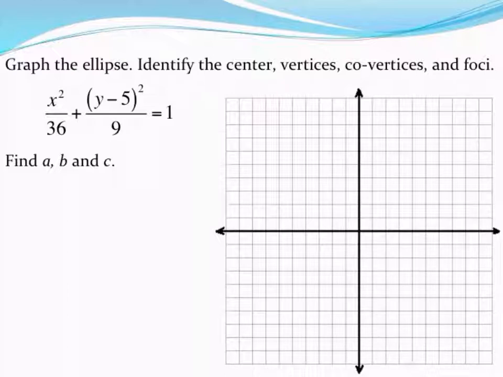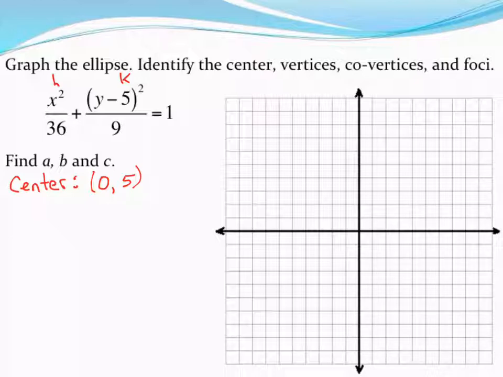So first thing I'm going to note is where the center of the ellipse is located. The center is going to be composed of the h and k values. The h is the number with x, the k is the value with y. Since x is by itself, that has a coordinate of 0. Y is then going to be 5. I'm going to switch the sign around. So the center of my ellipse is going to be at the point 0, 5.